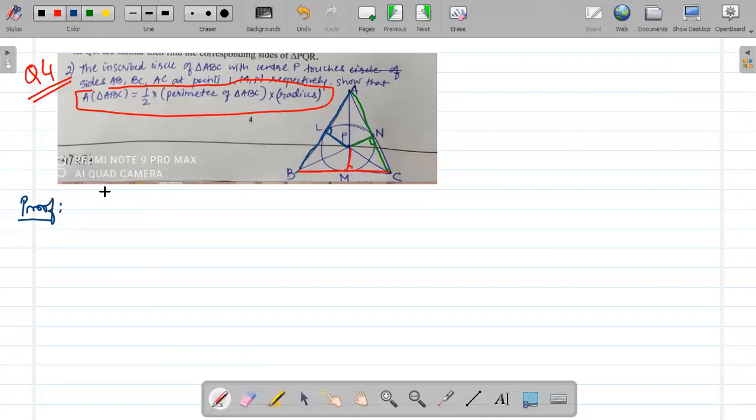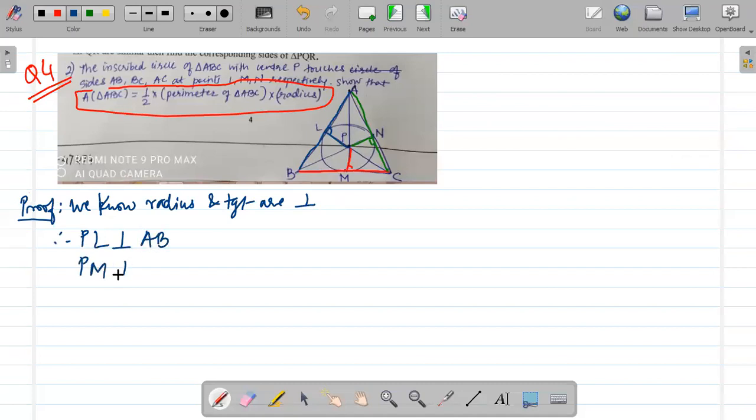So you could mention, we know a radius and tangent are perpendicular to each other. Therefore, here PL is perpendicular to AB, PM is perpendicular to BC, and PN is perpendicular to AC. Okay, this is the first part. We are just saying that these are 90 degrees, and now we will work on one triangle at a time. This is the first triangle.